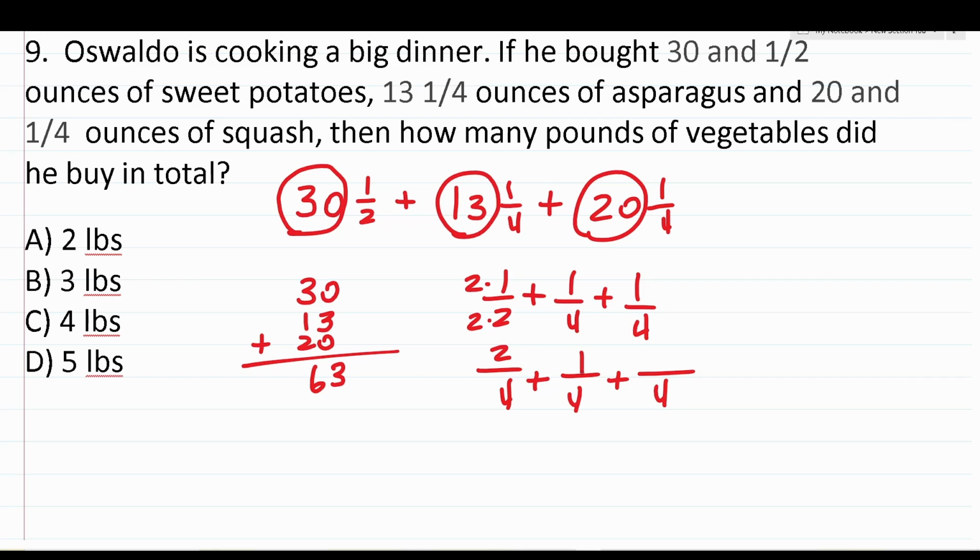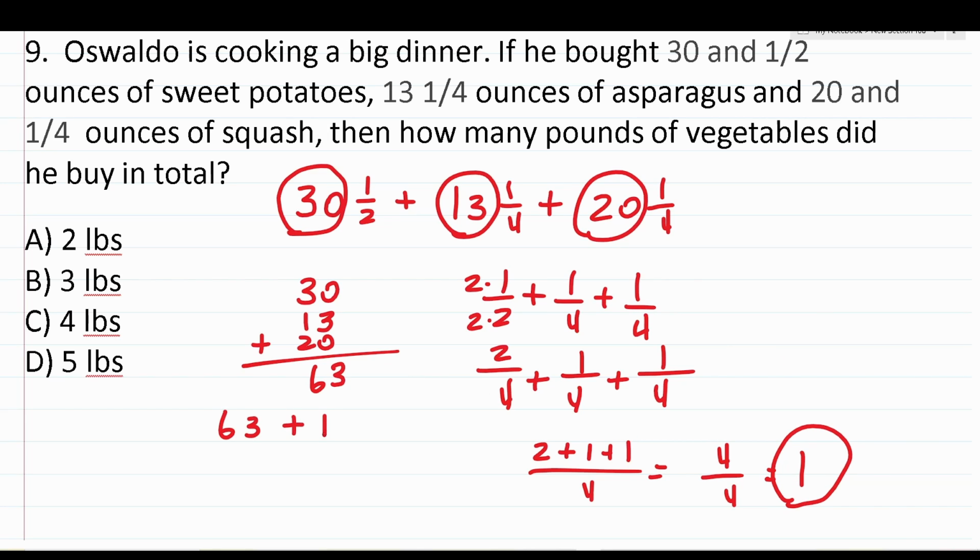This already has a denominator of 4, so we'll bring it down as is. This one also has a 4 down there, so we'll just bring it down as is. This becomes 2 plus 1 plus 1 over 4. 2 plus 1 plus 1 is 4, so this is 4 over 4. 4 divided by 4 is 1. All right, so 1/2 plus 1/4 plus 1/4 is simply 1. So this becomes 63 plus 1, or 64 ounces of vegetables.